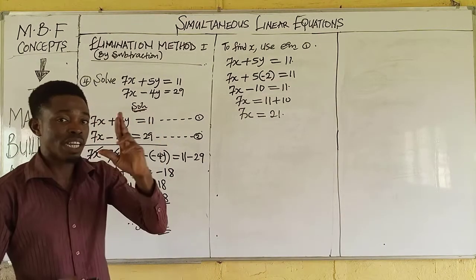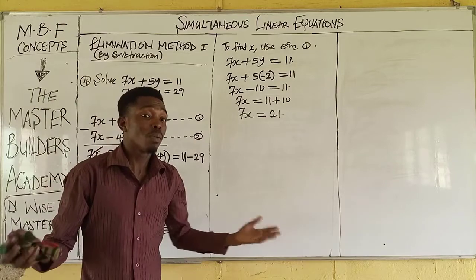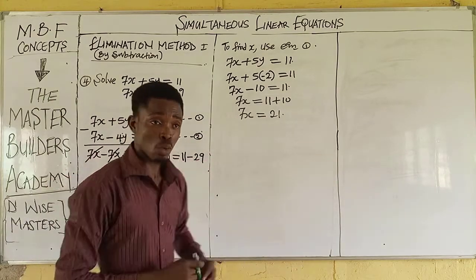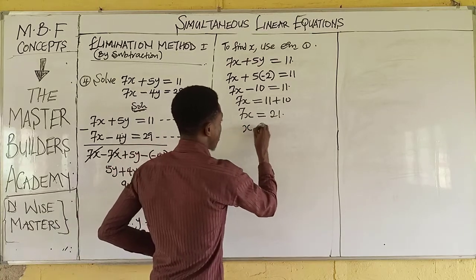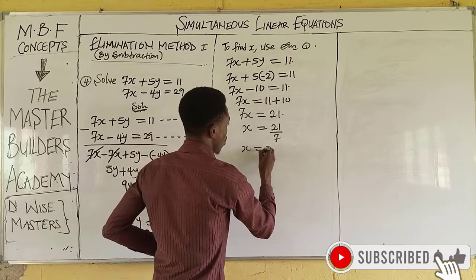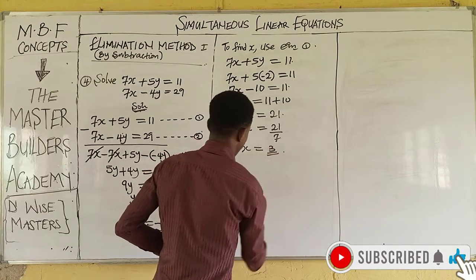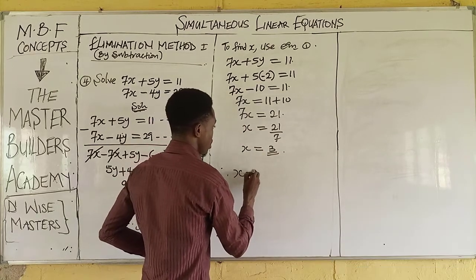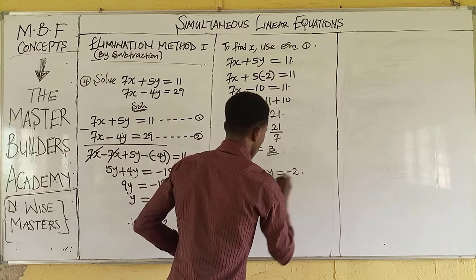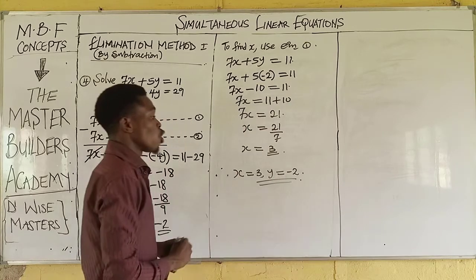Therefore, we need the coefficient of x to be 1. And to have that obtained, all we need to do is to divide both sides by the coefficient of x. And to have that done, we have x is equal to 21 divided by 7. And x will have given us 3. So 21 divided by 7 is 3. Therefore, x is equal to 3 and y is equal to minus 2. This is the answer to this very question.